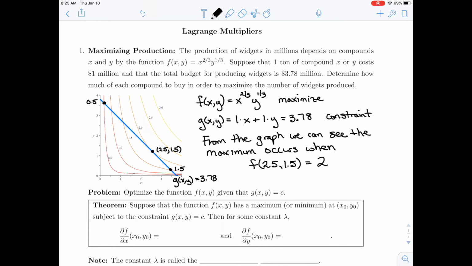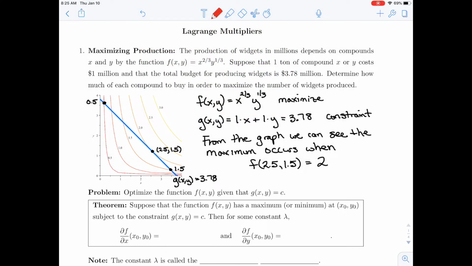Now, we need to figure out some sort of condition for which that constraint is going to be tangent to the level curve of f. And the way we do that is we have to use a little bit of theory from multivariable calculus, so I'm going to try to fill in some of the details.